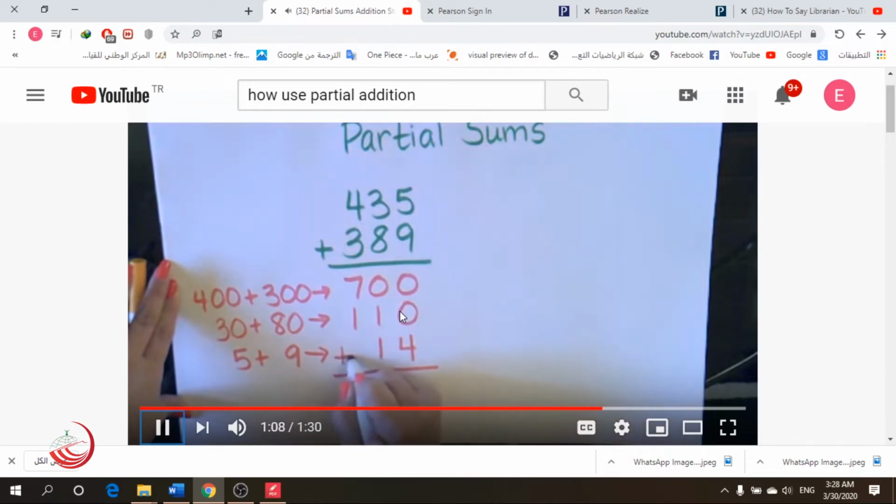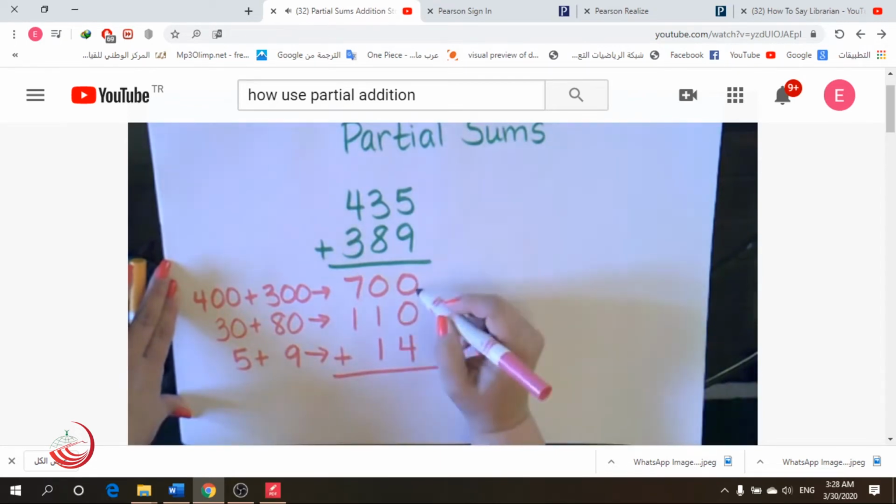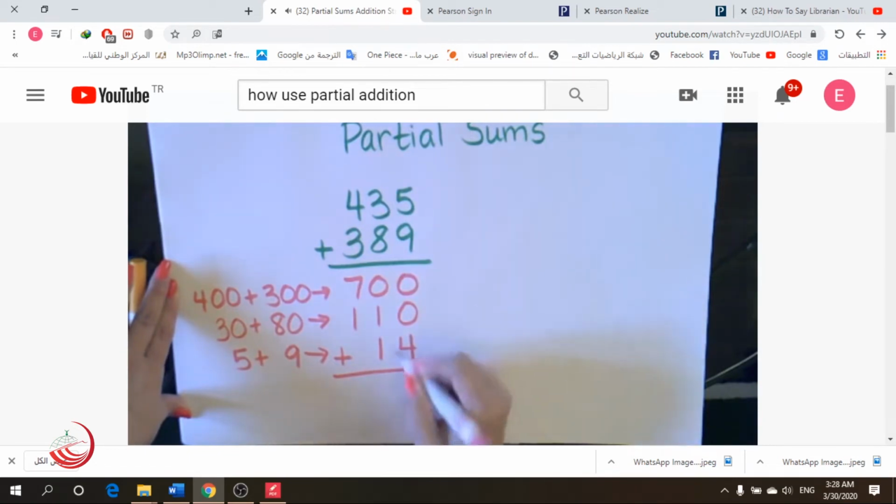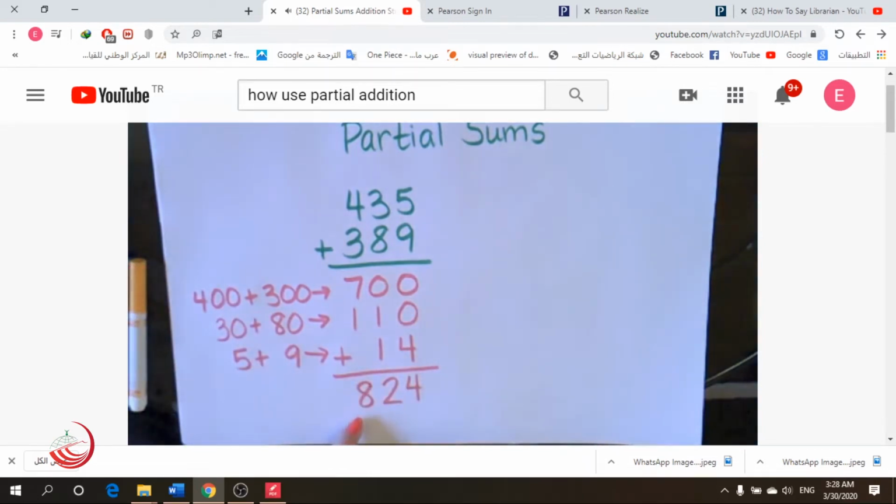I need to add up my parts, and then that will give me my final total or my sum. So I have 4 ones, I have 2 tens, and I have 8 hundreds. So my total sum is 824.